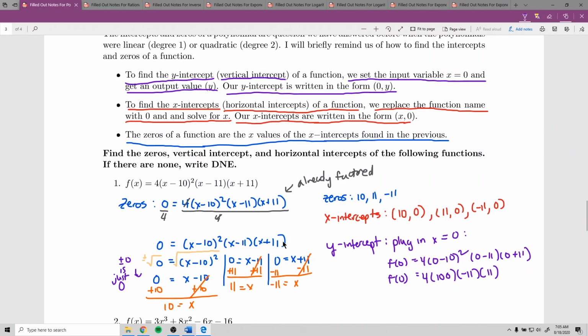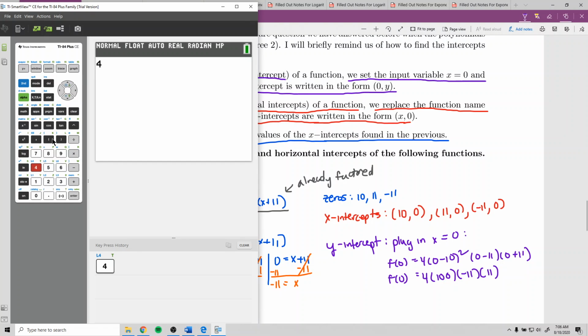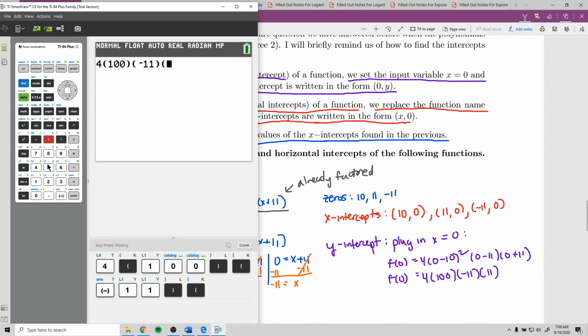And that's pretty big, so I'm going to type that into the calculator. So we've got 4 times 100 times negative 11 times 11 is negative 48,400.